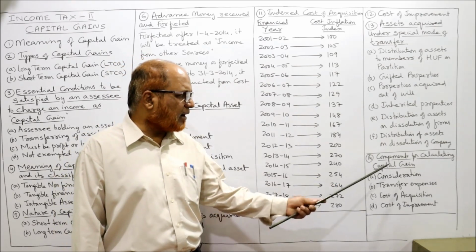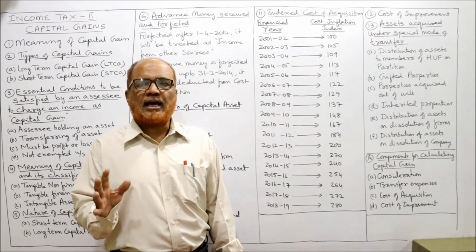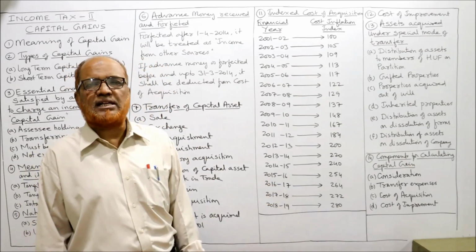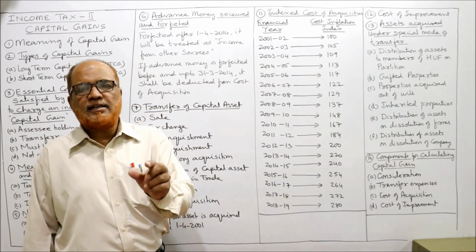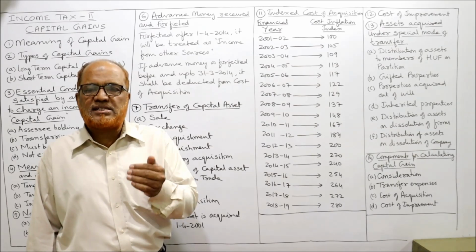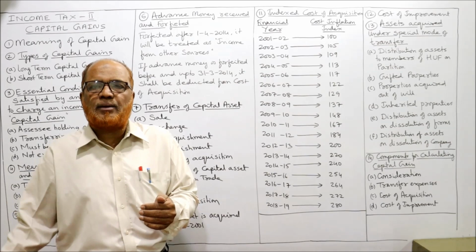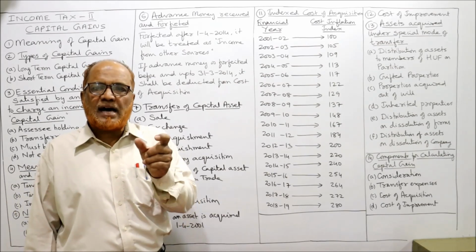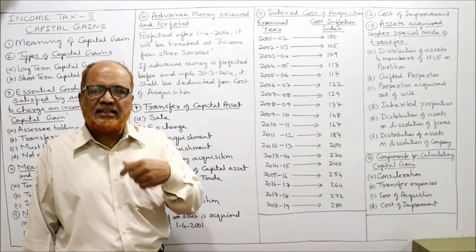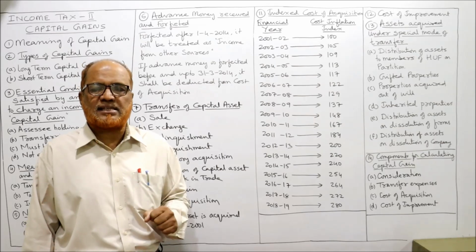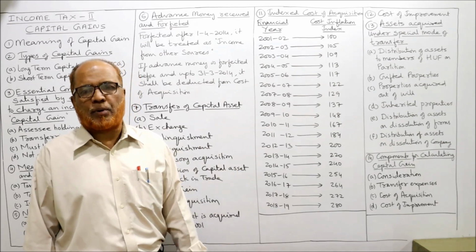Now, components for calculating capital gain. For calculating capital gain, we need 4 items. The first is consideration received. Consideration is the amount which is received by the transferor or the SSC on transferring the property.